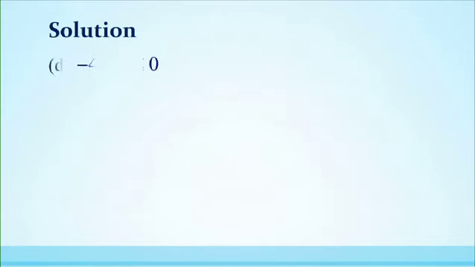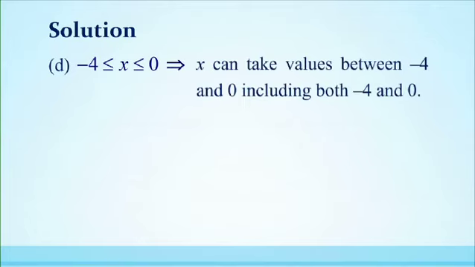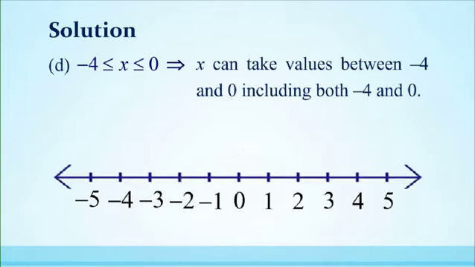Part D, x is greater than or equal to minus 4, but less than or equal to 0. So, in this inequality, we can see that you've got greater than or equal to for both, right? So x can take values between minus 4 and 0, and you will include both minus 4 and 0. So these two circles should be shaded.